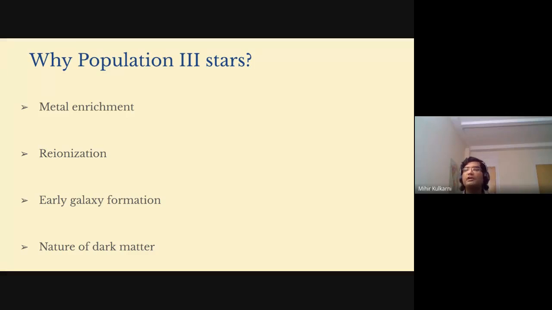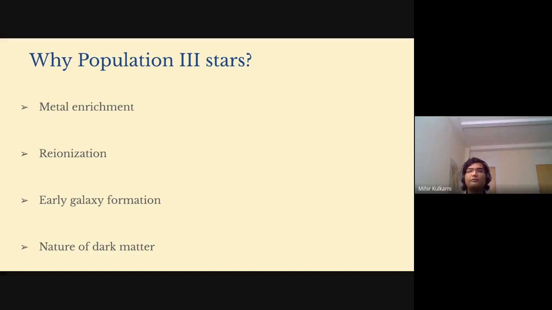So if we observe the intergalactic medium today, we find that most of it is ionized. Only a very small fraction of it is in the neutral phase. And this phase transition is of great importance to cosmologists and astrophysicists. And population 3 stars are the stars that started this process.